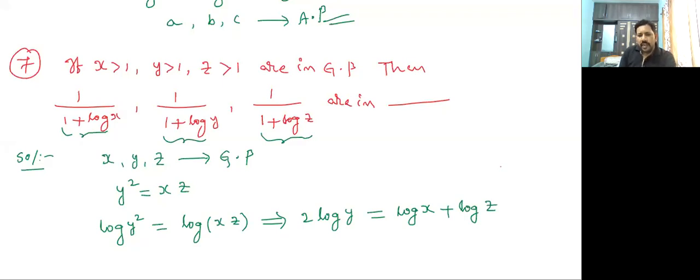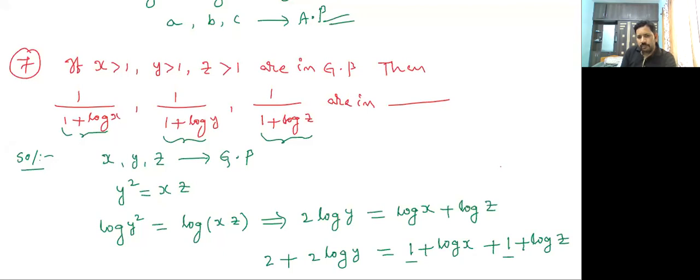Add 2 on both sides. 2 plus 2 log y is equal to, I am writing here 1 plus log x plus 1 plus log z. Students, have you understood? Understood the right hand side? 1 plus 1, 2 or not? Both the sides add 2. But on the right hand side, 2 means I have written 1 plus 1.